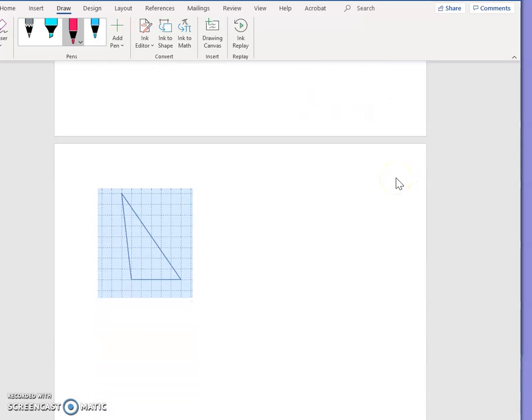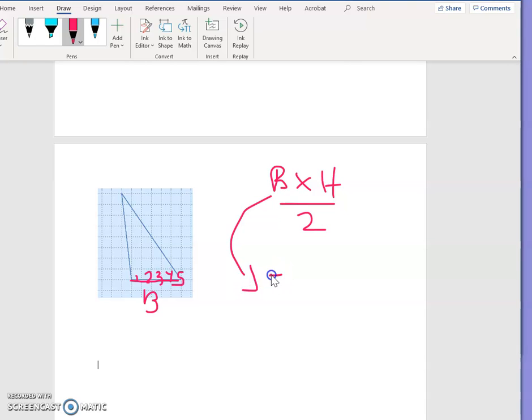The second shape we talked about in this unit was triangles. The triangle formula for area is base times height divided by 2. In this shape, because it's on a grid, we're going to have to count our base and our height. I'm going to identify the bottom part here as the base of this triangle. I'm going to count that for you, so it's 1, 2, 3, 4, 5. And so in my triangle formula, I replace b with 5.